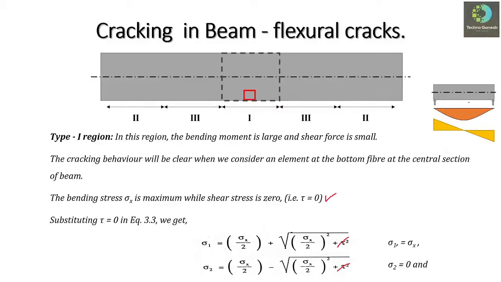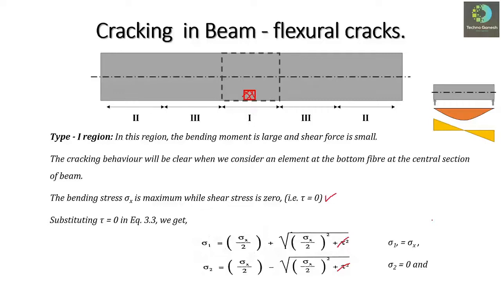You can easily identify from this portion that in this particular region, which I am marking here, the bending moment will be maximum and the shear force will be minimum, or you can say 0, at that particular point. So that's why we got this relation: sigma x is equal to sigma 1 and sigma 2 is 0.